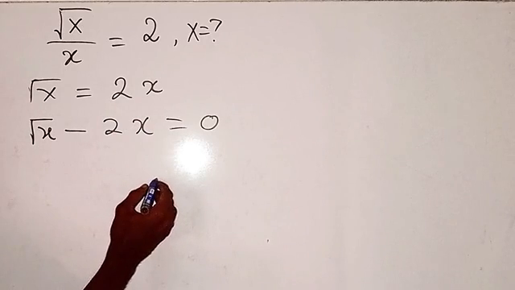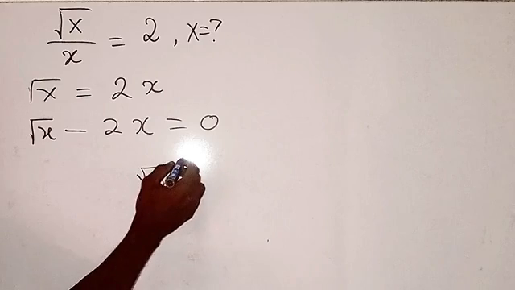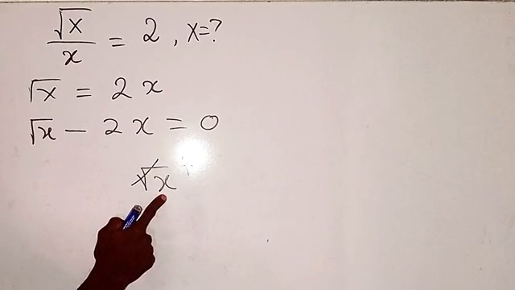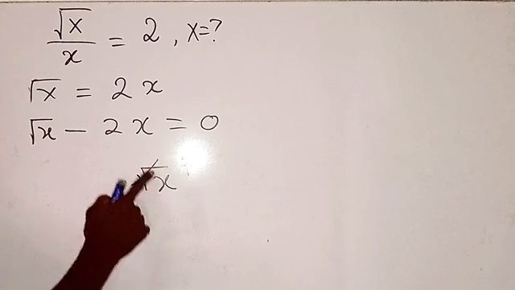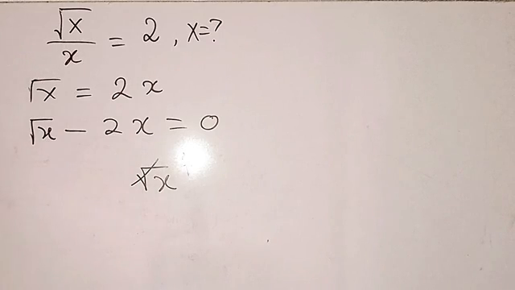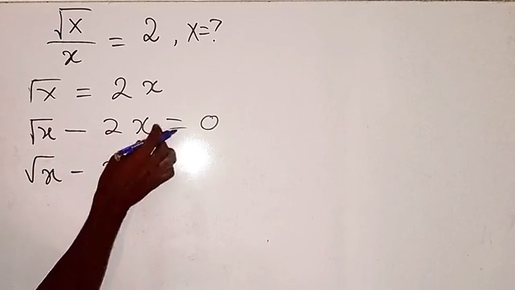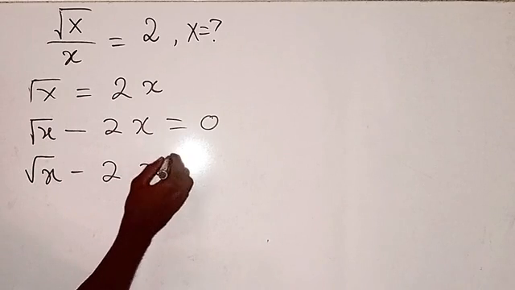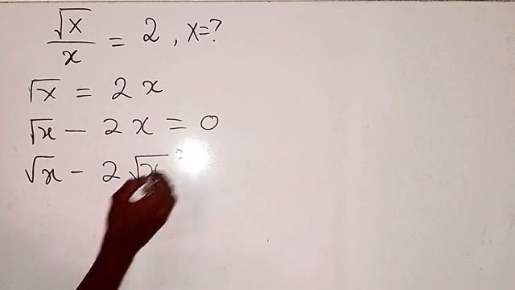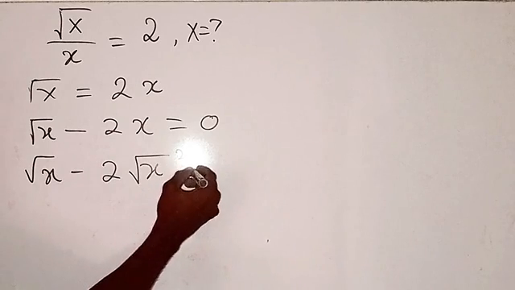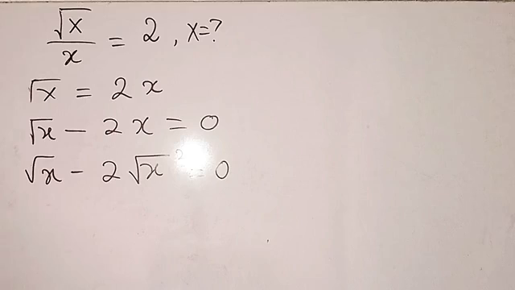If I have something like root x to the power of 2, you see that this will cancel this root, so we are left with x. So now I can rewrite this x here. I can rewrite the x here as root x squared, so that at the end of the day, we're going to have root x squared minus 2x equals 0. So it means we didn't change anything.